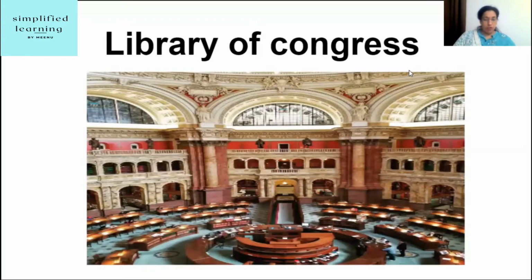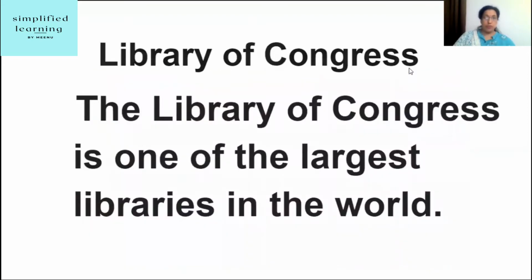So, the Library of Congress is the research library that officially serves the United States Congress and is the Library of the United States. So, this is one of the largest libraries in the world.